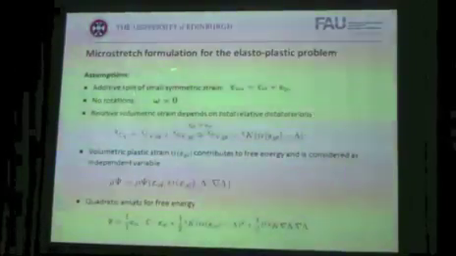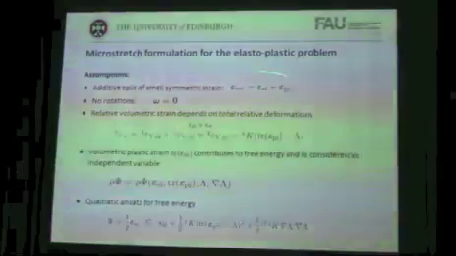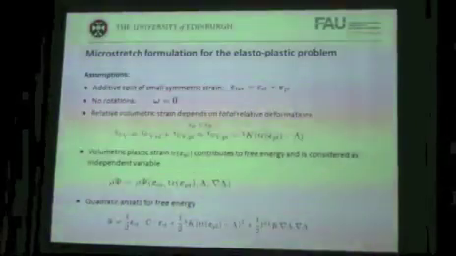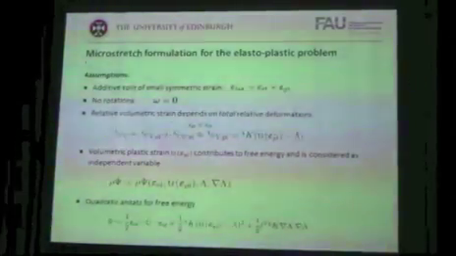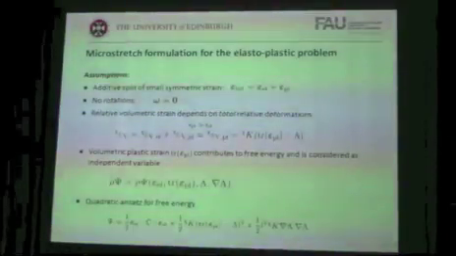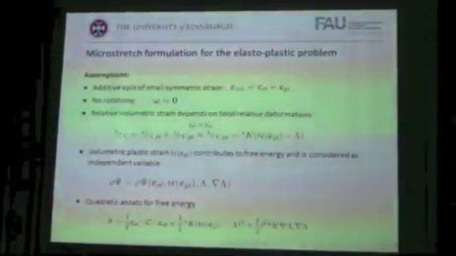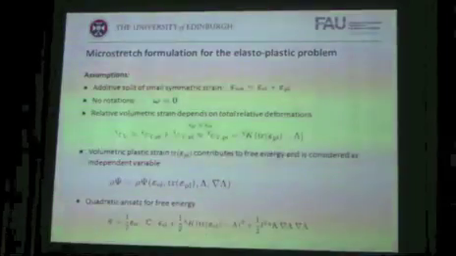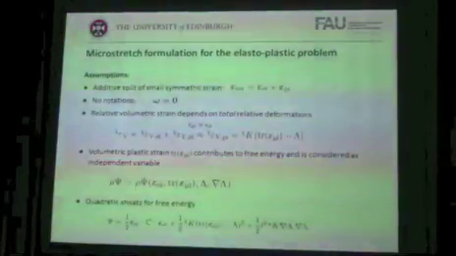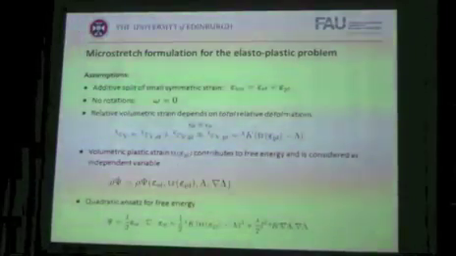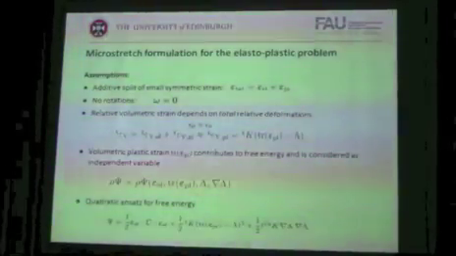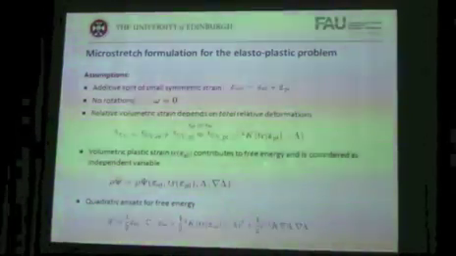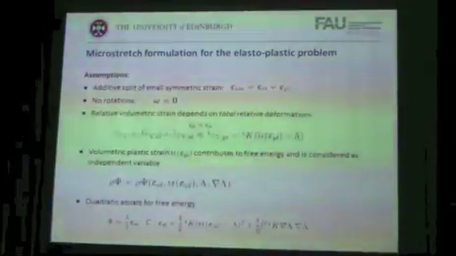So to use the microstretch formulation in this elastoplastic problem, we made a few assumptions. The first one is that we split the small strain into an elastic and a plastic part. Then we neglect rotations for the moment. And we also say that the relative volumetric strain depends on the total relative deformation, which makes sense. So you can have a plastic deformation, and the energy just depends on the difference. But we say, okay, the plastic deformation is way bigger than the elastic deformation, so we approximate this by this term here.